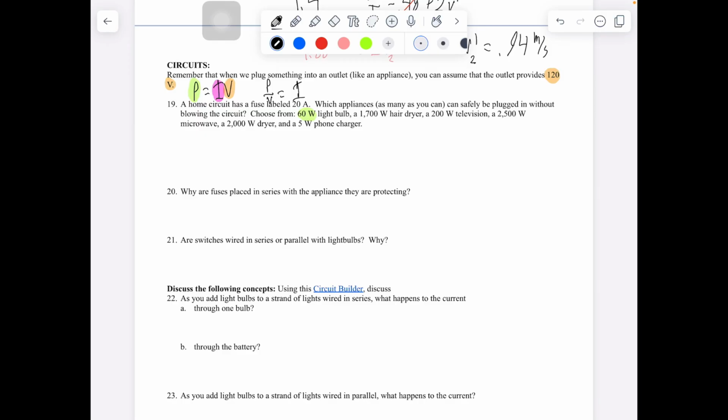So, let's do this for the light bulb. We take our 60 watts, divide by our 120 volts. We find it draws 0.5 amps. Okay, now we move on to the hairdryer. Same calculation, right? The power, 1700, divided by that 120 volts. This one will draw 14.16 amps. That's a ton.